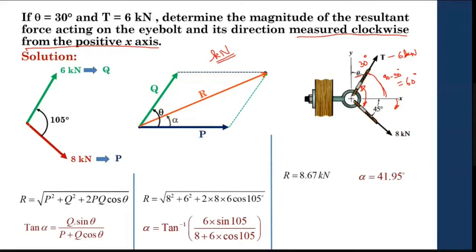Okay, so let it be. First, let me mark it in this particular diagram. So alpha is from P, in the anti-clockwise direction. So from here, your alpha is somewhere here. This will be my resultant. This angle is 41.95 degree.